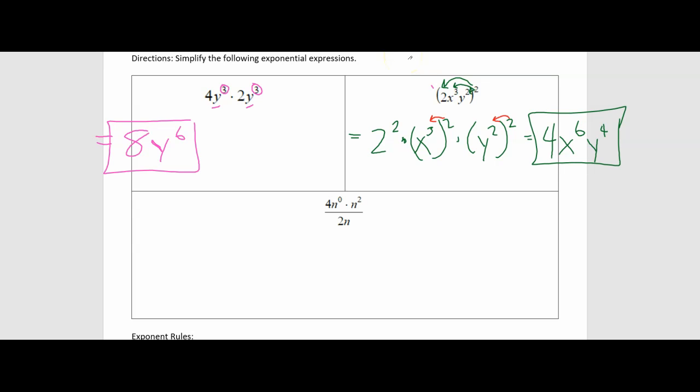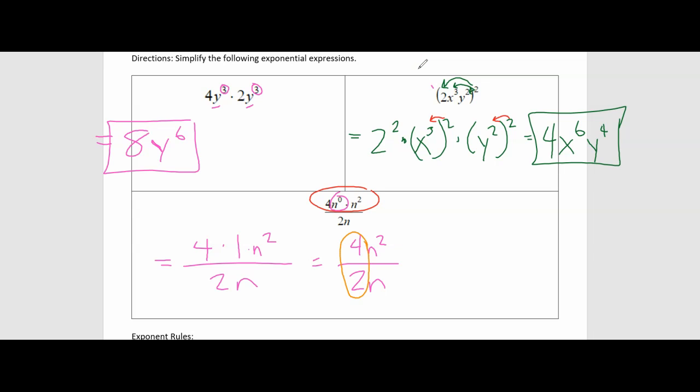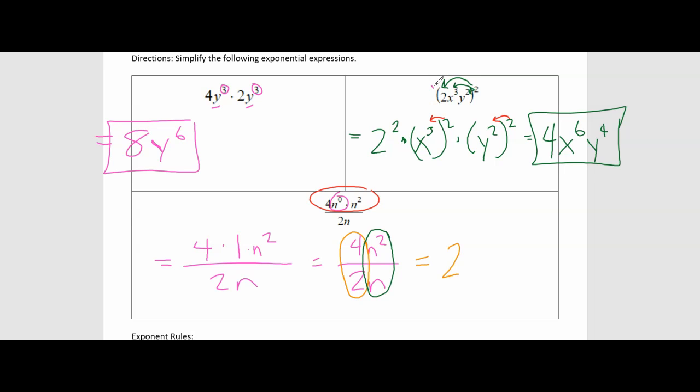For our last one, I'd encourage you to do this one in pieces. So I'd encourage you to simplify the numerator first, and there's actually 2 things we can do in the numerator. One, I know that n to the power of 0 should just be equal to 1. So this gives me 4 times 1 times n squared all over 2n. So I get 4n squared over 2n. Now I can break this up. I can do the numbers separately and the variables separately. So for the numbers, 4 divided by 2 gives me 2. For my variables, n squared divided by n, well, I am subtracting the exponents here, so that's going to give me n. So final answer, 2n.